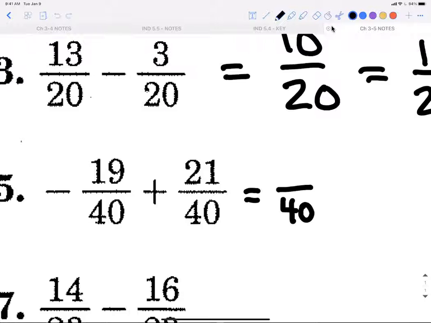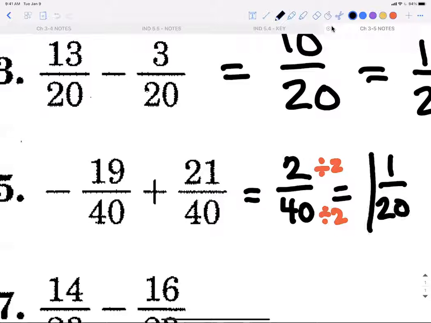Yep, positive or negative? +2. We subtract the two numbers, so 21 minus 19 leaves us 2, and then we look at just their absolute value, the 21 and the 19. Which one has the bigger absolute value? The 21, which means it rules. It trumps, and we take its sign, so it's +2. And then we reduce if possible, and they both are divisible by 2. So when we reduce that, we get 1/20. And it's positive because our bigger number at the top was positive, okay?